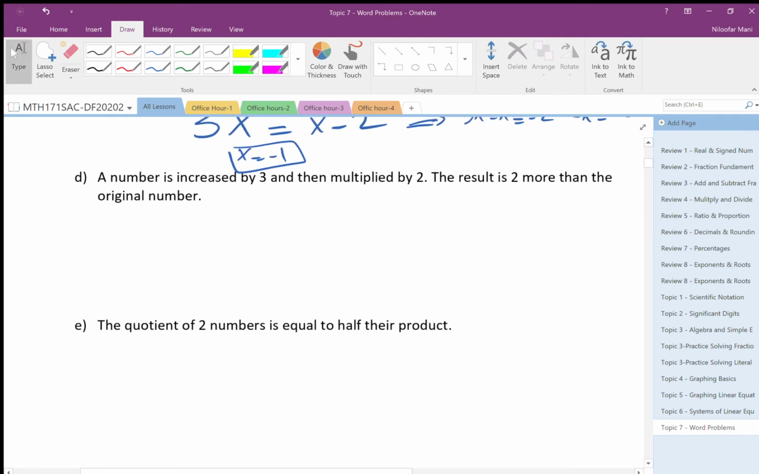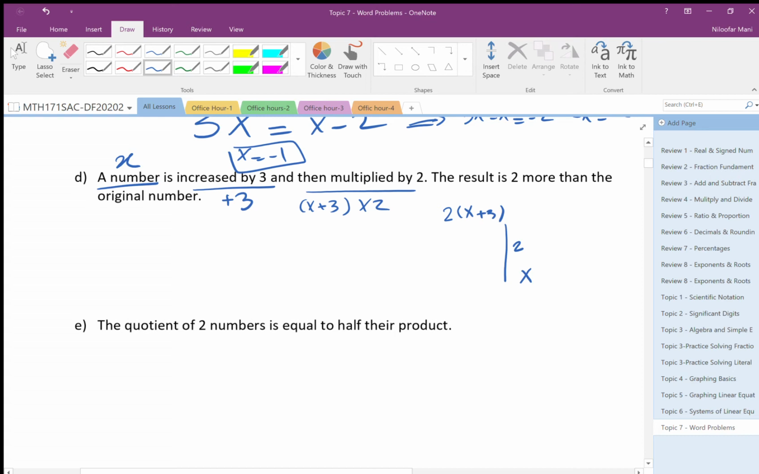The next one: a number is increased by 3 then multiplied by 2. It's like the chocolate question in the test that I said: add that, then multiply, means you have to multiply the result, because I said then multiply. So a number is increased by 3, and then the result multiplied by 2. The result is 2 more than the original number. So 2 multiplied by x plus 3, and the original number is here, and that's 2.